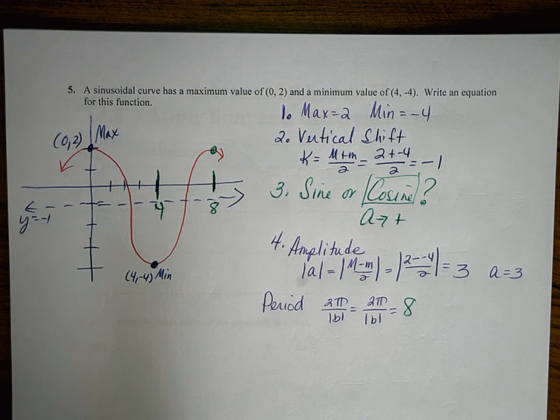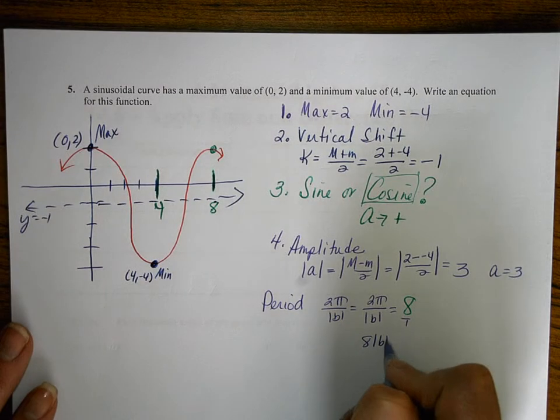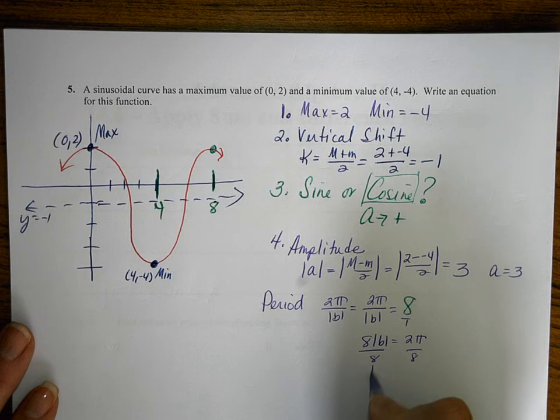I'm going to put 8 over 1 and cross multiply. 8 times the absolute value of B is equal to 2 pi. And what do we get for B? Pi over 4. Very nice. So B is equal to pi over 4.